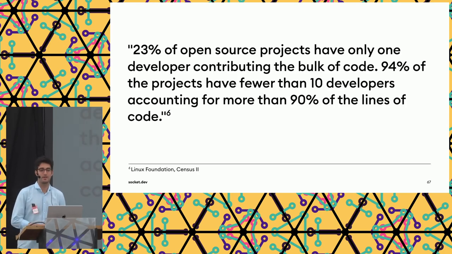23% of open source projects have only one developer contributing the bulk of the code. 94% of projects have fewer than 10 developers, accounting for more than 90% of the lines of code. So you can see these projects are basically supported by a handful of people.